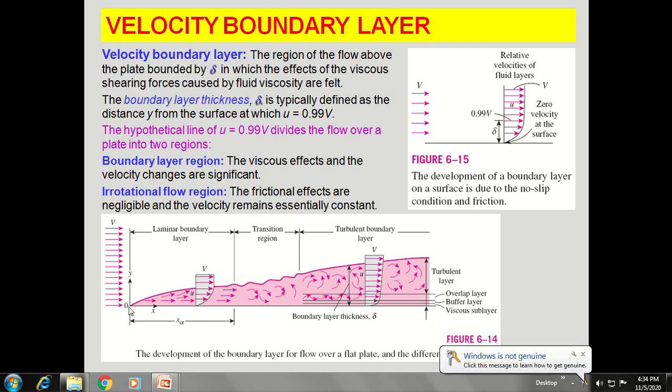We have given a plate. Over that plate the fluid is passing with a free stream velocity, capital V. This point of the plate is called the leading edge and this point of the plate is called the trailing edge. When fluid is passing over the plate, due to the viscosity effect, some of the fluid always sticks with the solid surface of the plate.